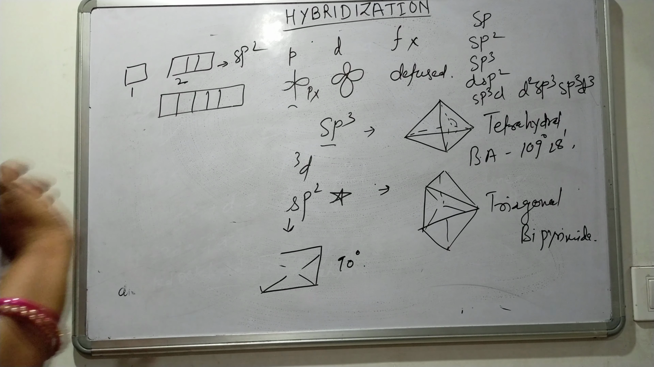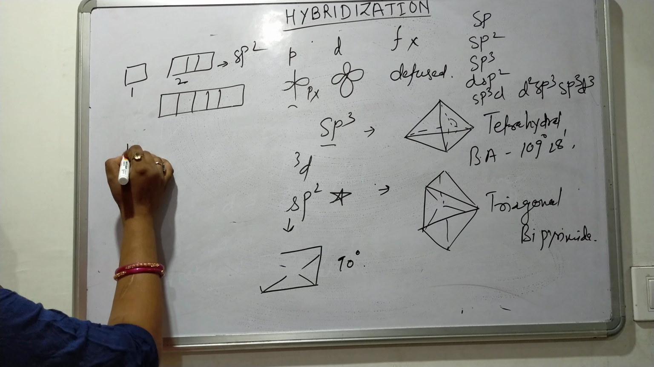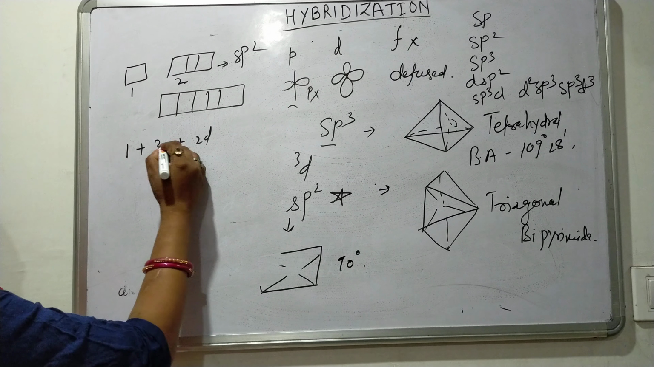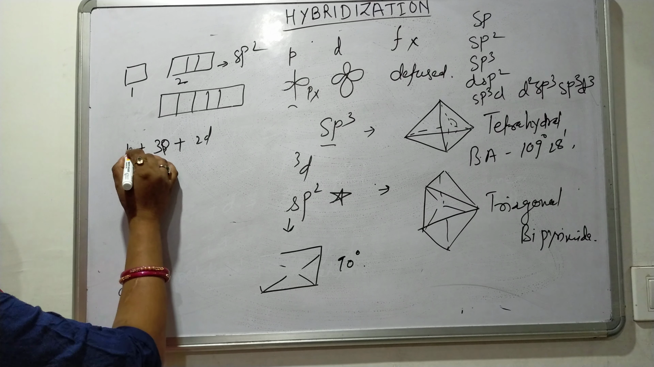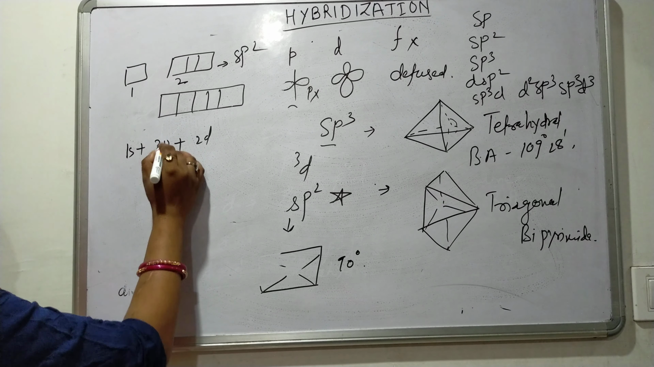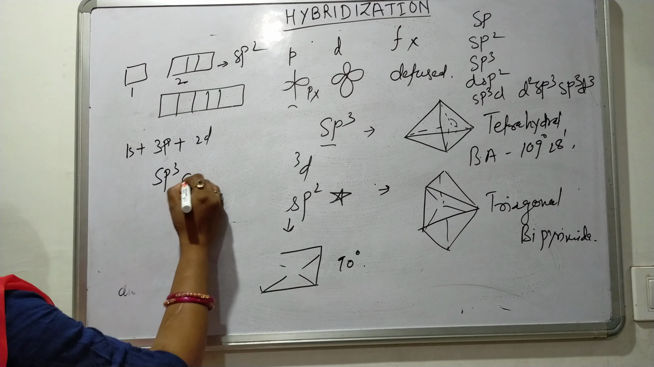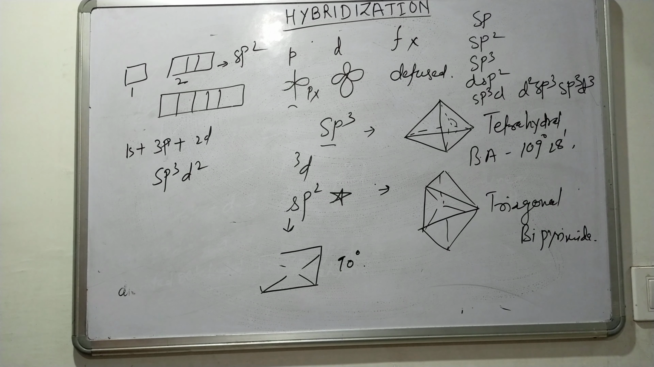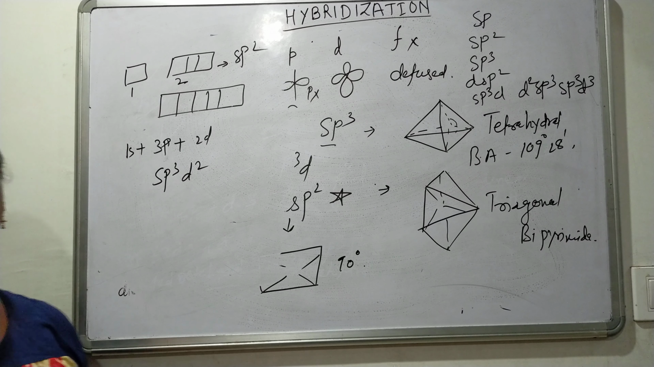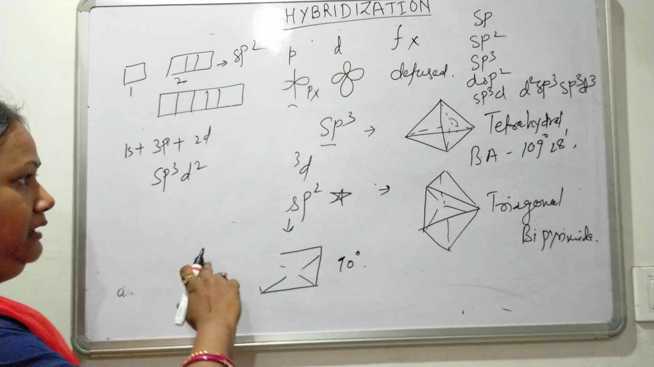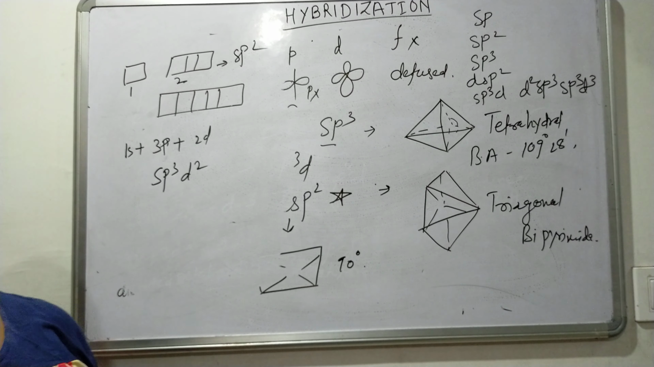I am asking you a question. When 1s, 3p and 2d mix, what will form? Just tell me. Then it will form sp3d2 hybridization. This means the octahedral structure. This is the basic platform of hybridization, and after that we will study the structure of the molecule.